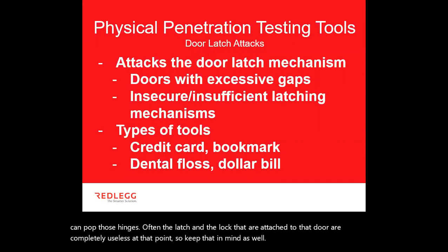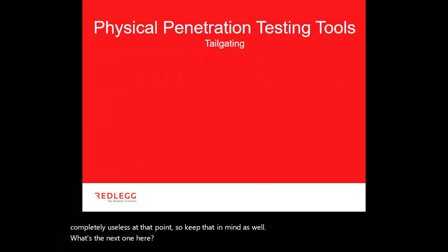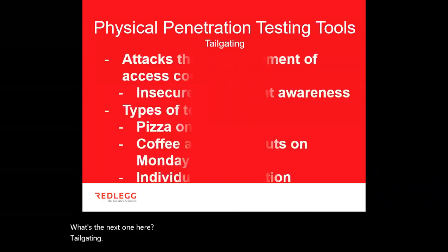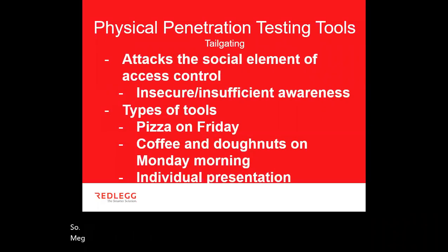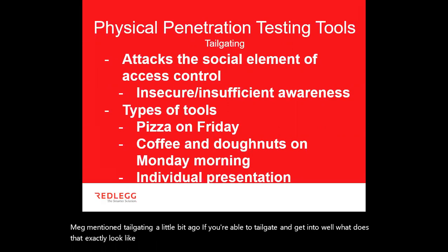What's the next one here? Tailgating. So Meg mentioned tailgating a little bit ago. If you're able to tailgate and get in, well, what does that exactly look like? So tailgating really attacks the social element here, and it's targeting the lack of awareness in our people.